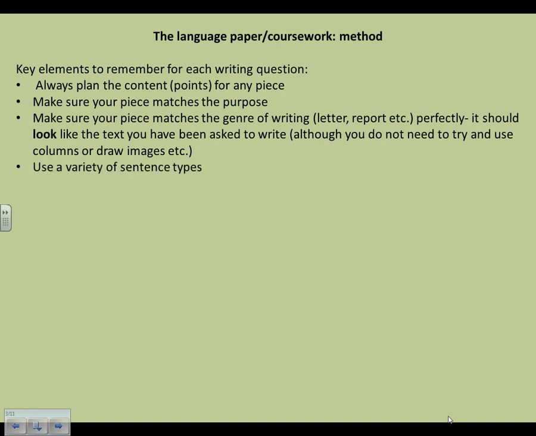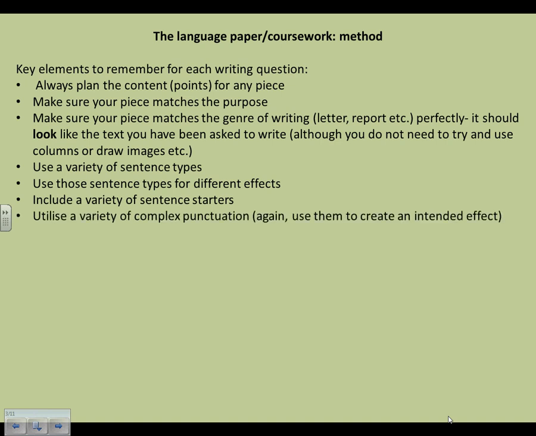Use a variety of sentence types. Make sure you use those sentences with different effects. So obviously a longer sentence, a complex sentence, can create a sense of boredom or a sense of impossibility. Use a variety of sentence starters. Don't always start with the same kind of words. Use a variety of complex punctuation. Again, use them to create an intended effect. Exclamation marks can show anger. It can show a lack of understanding as well. Consider formality. Is it formal or informal?